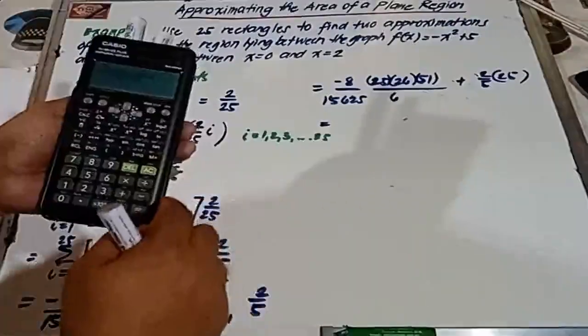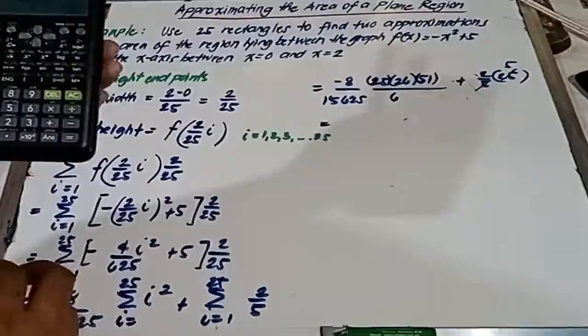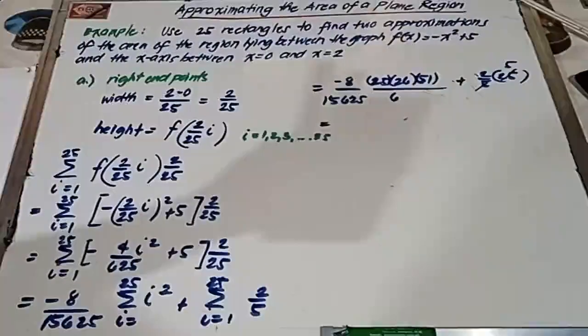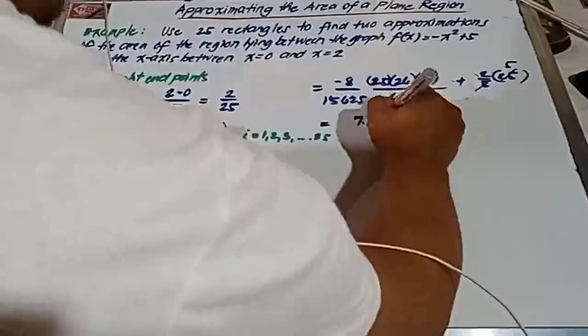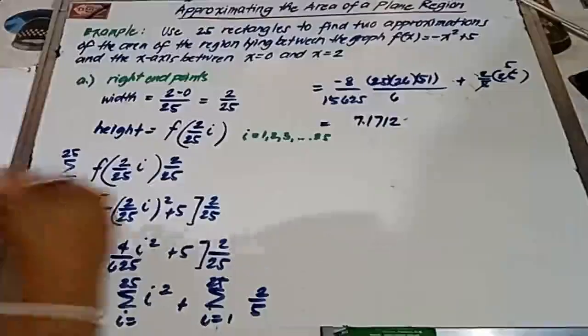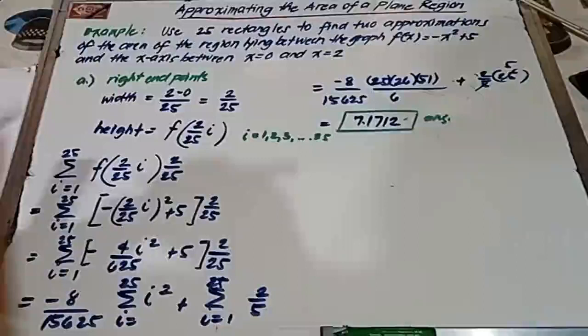Arrow to the right. That is cancel. Matitry 5. Okay? So plus 10 na lang. Plus 10. Equal to 4482 over 625, or that is 7.1712. So yun yung ating approximated area kapag naka-inscribe yung ating rectangles, gamit natin yung ating right endpoints.